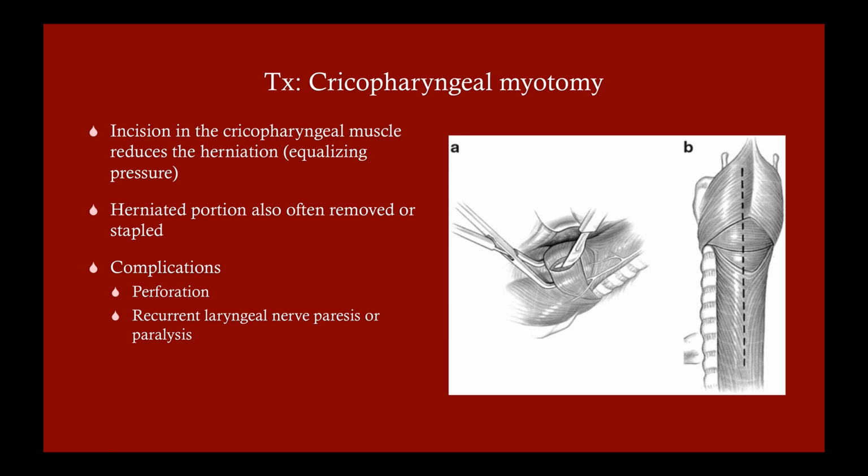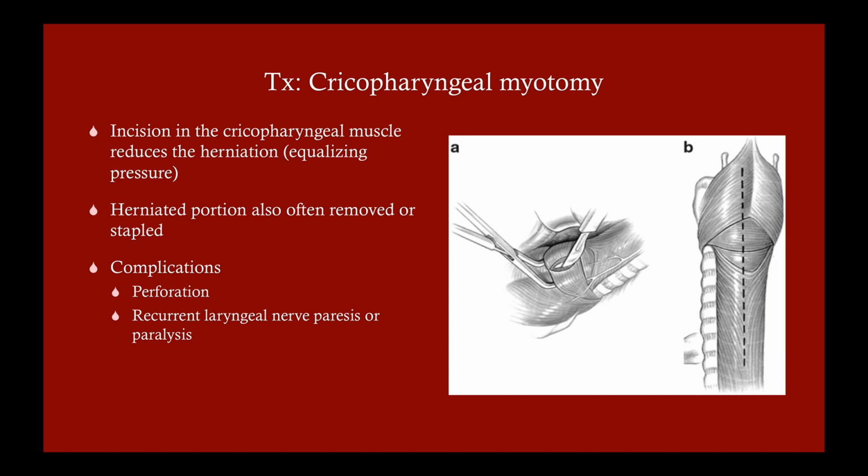So this is our treatment, the cricopharyngeal myotomy. What you do is you make an incision into the cricopharyngeal muscle, which will then reduce the herniation, equalizing the pressure. The herniated portion is typically removed because it's not really going to be functional at that point. So you'll remove and staple that portion.